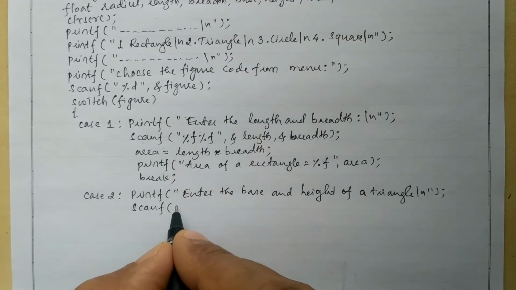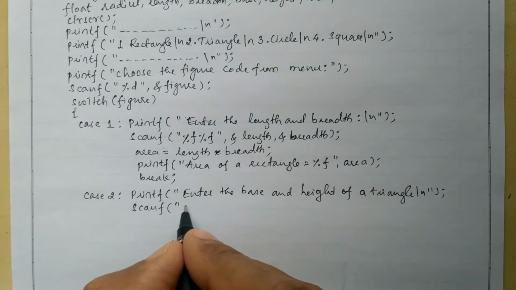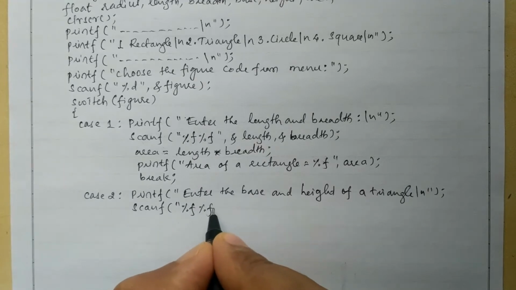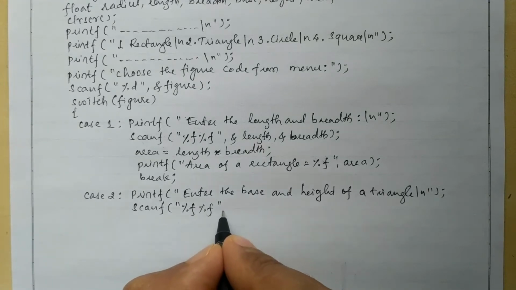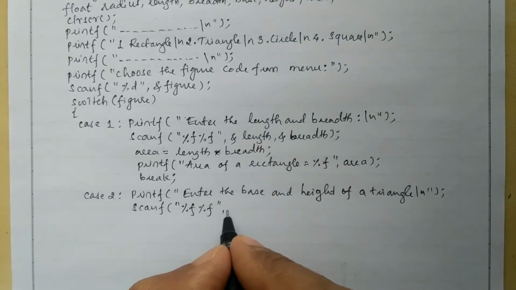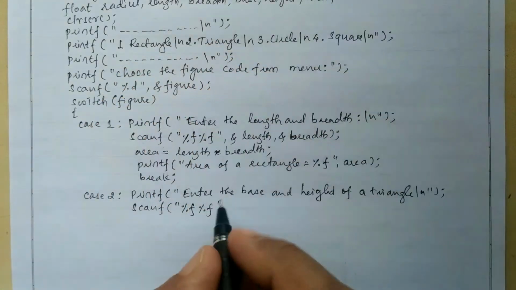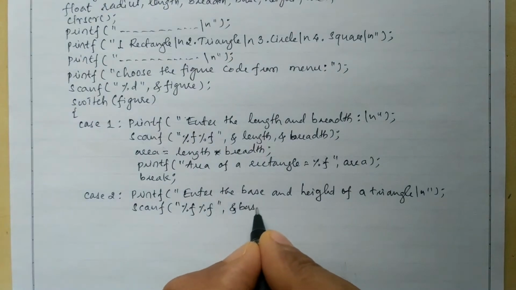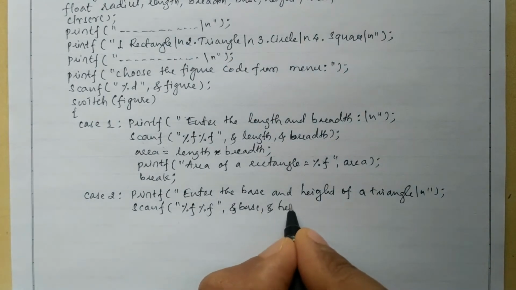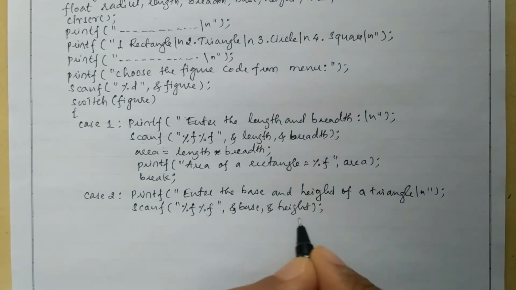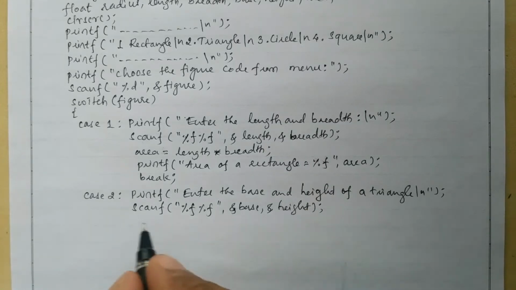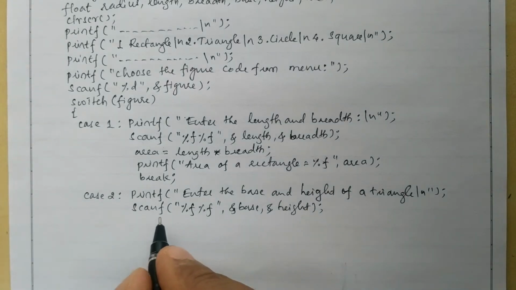Now in a double quotation, here I'm going to write %f format specifier, end the double quotation mark, put a comma, and then we are going to write base and height. So &base, comma, &height, then put a semicolon. Now we are going to go for calculating the area.